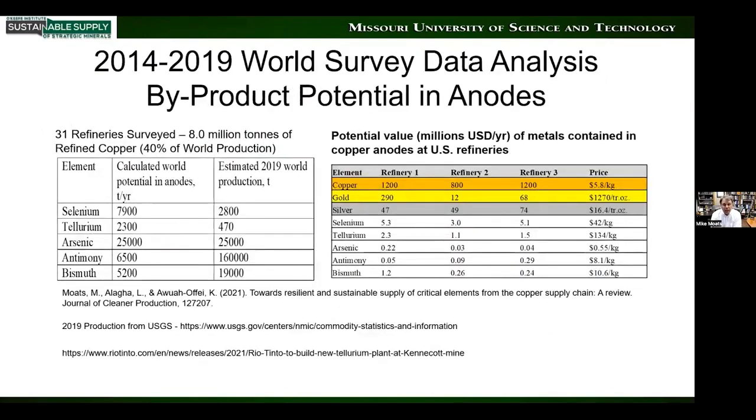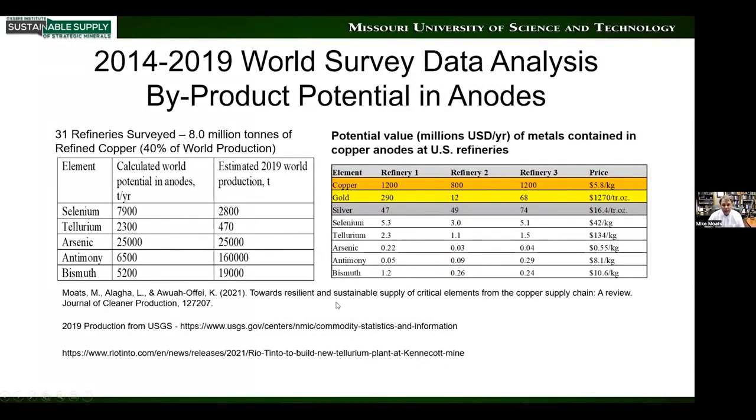Just to give you an idea of how much potential is there, we've recently published some work on this, looking at selenium, tellurium, arsenic, antimony, and bismuth. In this table, we show what we estimate the world potential of these elements in copper anodes was in 2019, and what the world supply of those elements is worldwide. And so you can see that we can supply a lot of the selenium and the tellurium. Actually, we could produce a lot more from the copper anode slimes than what is currently being produced.